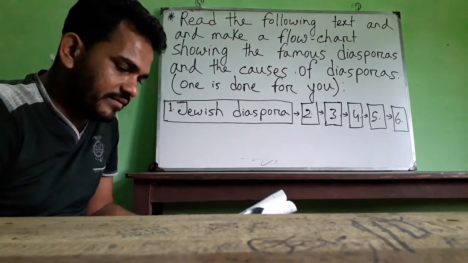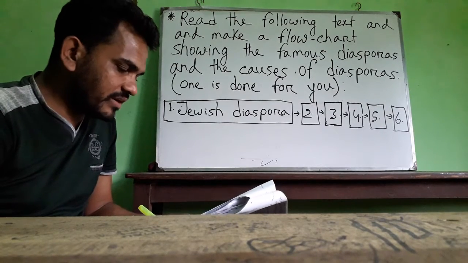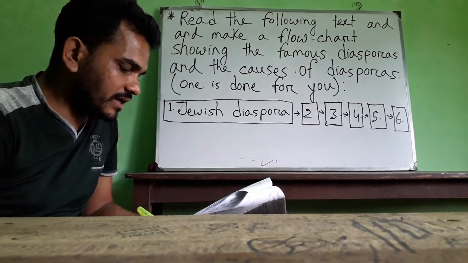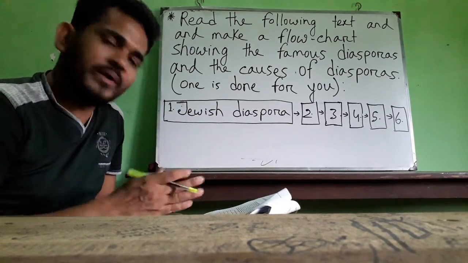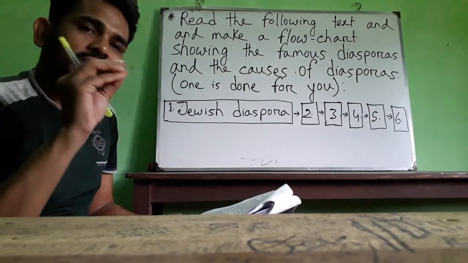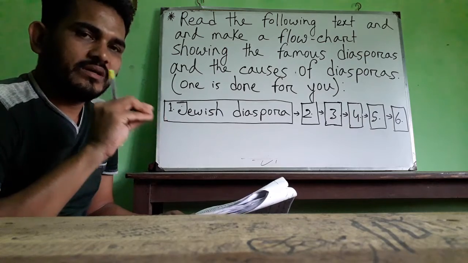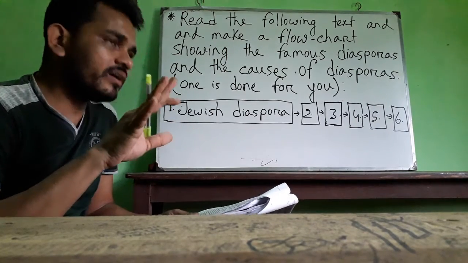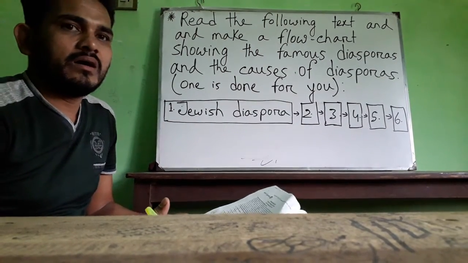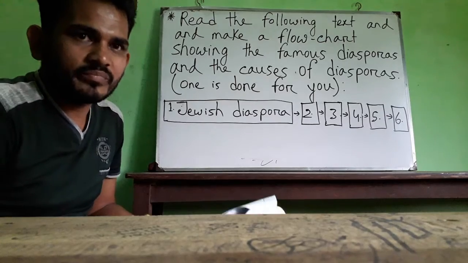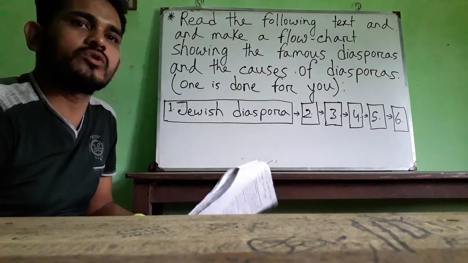Then the next sentence: the word is increasingly used for such people as a collective group and or a community. So my dear students, the word diaspora is used for such people who live in a unity, who live in a community.